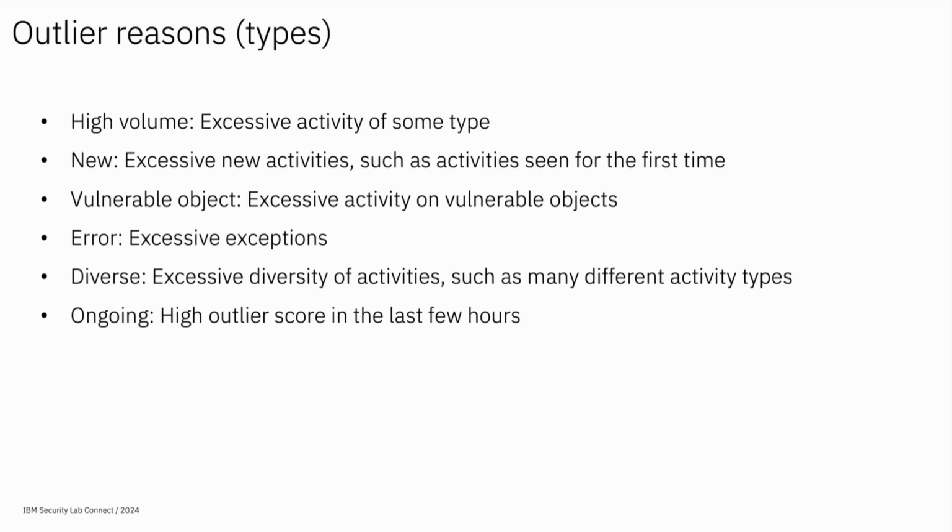So, an outlier can have more than one reason. It can be diverse and also a high volume outlier, high activity. It can be new and also diverse, and so on.